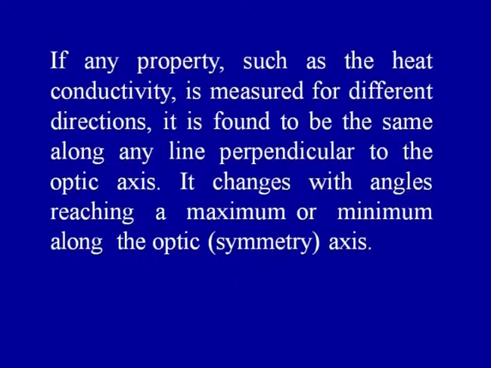If any property, such as for example heat conductivity, is measured for different directions in such a crystal, it is found to be the same along any line perpendicular to the optic axis, which is the symmetry axis. It changes with angles, reaching a maximum or minimum along the optic axis. Both of these crystals, calcite and quartz, are transparent to visible as well as ultraviolet light. That is why they are of interest to us in this study.